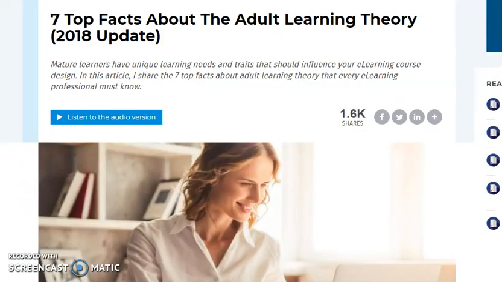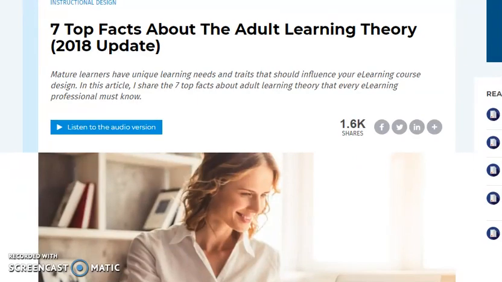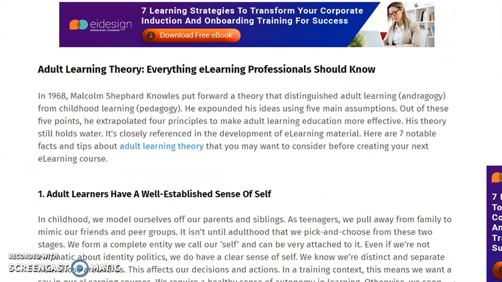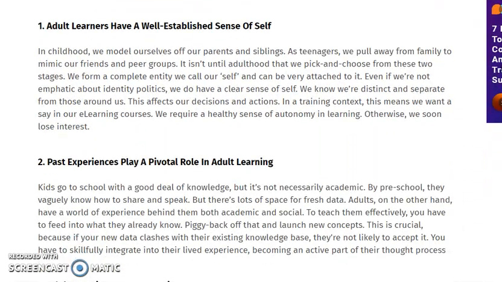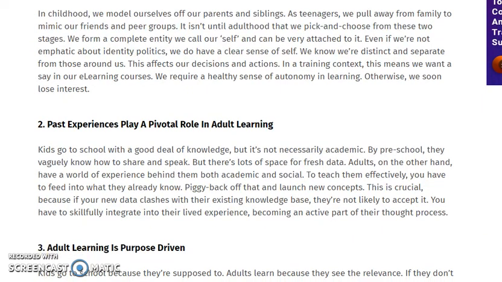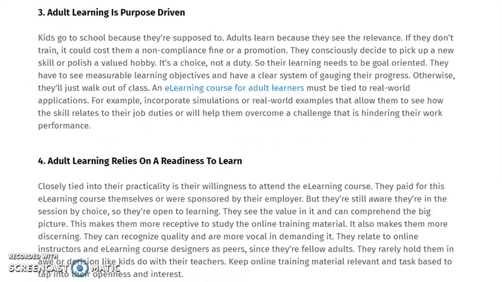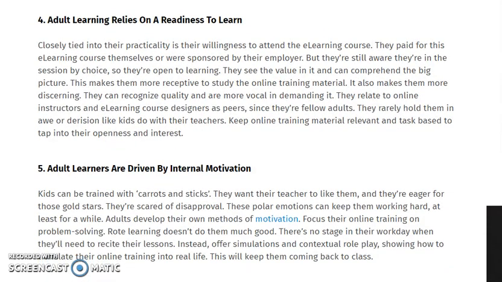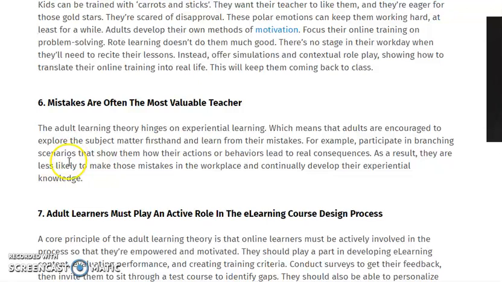The first article here looks at 7 facts about the adult learning theory, and it points out some different things about adult learners, about what they have to offer, characteristics about them. Again, touching on a lot of the key points that were covered in the andragogy model. Scrolling down, a couple of these I want to point out, again, there's the internal motivation. This is something that is different from the andragogy model and something that we're going to talk about in our discussion, the idea that mistakes are often the most valuable teacher.